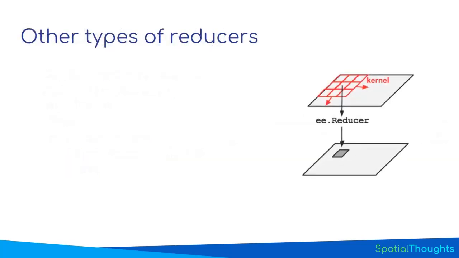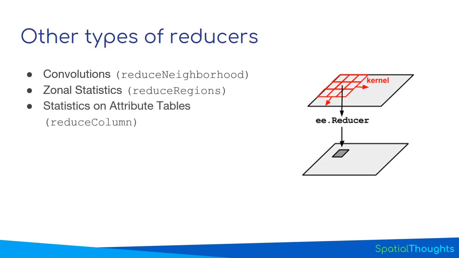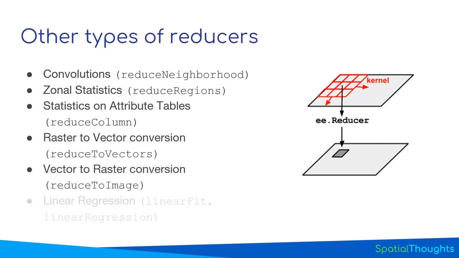There are a couple more types of reducers. You can apply reducers on a neighborhood, do zonal statistics, do statistics on attribute tables, convert raster to vector format or vector to raster format, and do linear regression. In this video you learned more about filter, map and reduce functions which are used in Google Earth Engine for parallel processing.